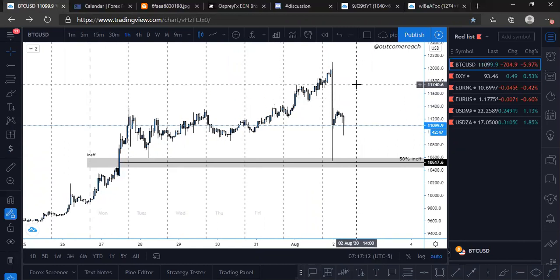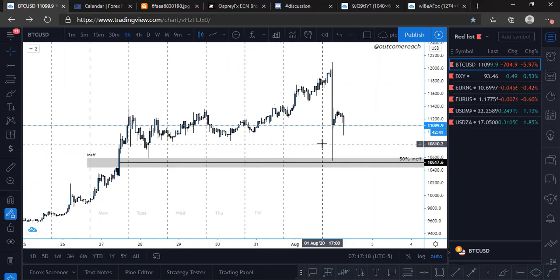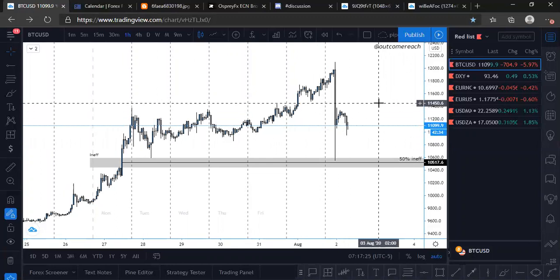And that is why I love cryptocurrencies, because on some brokers, you are still allowed to trade on the weekends. And so yeah, that is this recap.